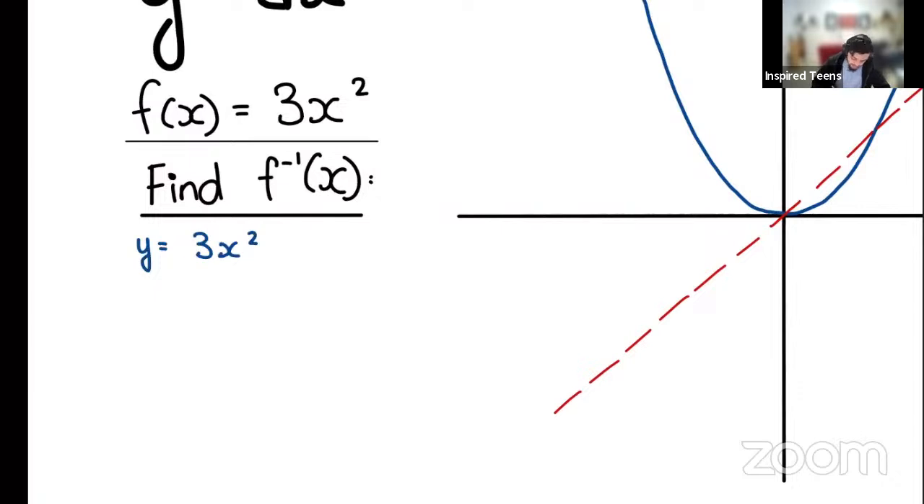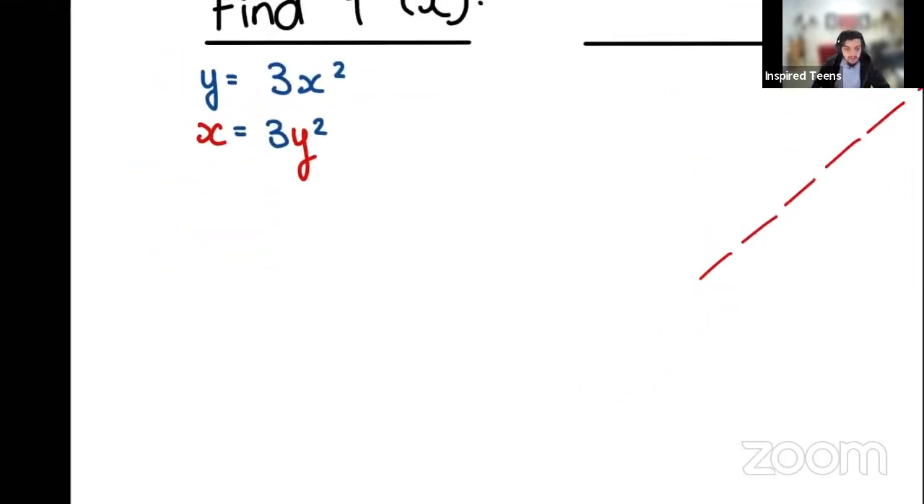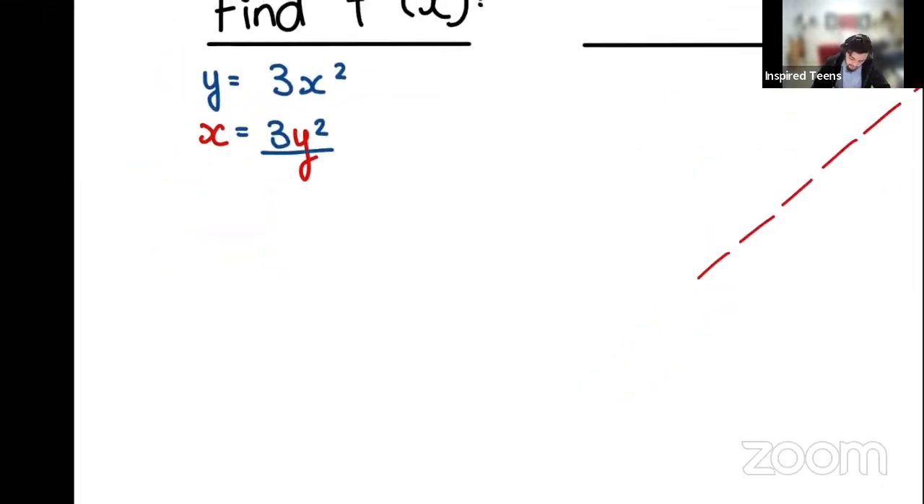We then swap x and y. So wherever we have y, we write x, and wherever we have x, we write y. So x is equal to 3y squared. And now we have to try and leave y alone. So I can divide both sides by 3. So I have x over 3 is equal to y squared.